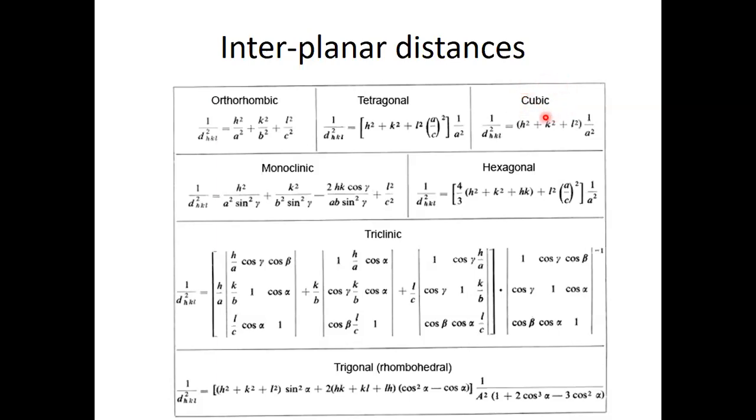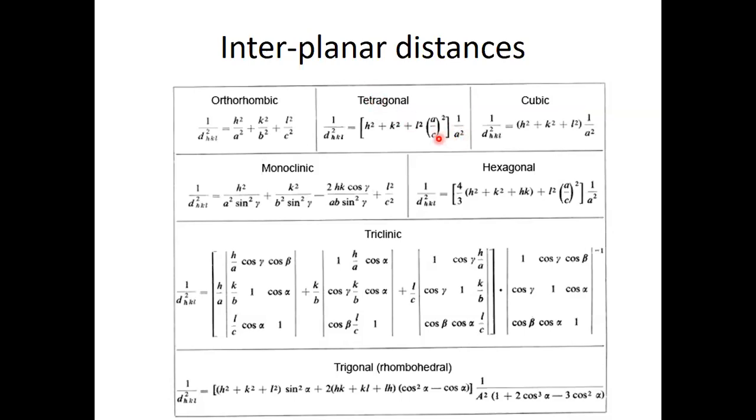Okay, so you see that for the cubic crystal system, the relationship is relatively simple. So 1 over d squared is equal to h squared plus k squared plus l squared times 1 over the lattice parameter a squared. But the more you reduce the symmetry, the more complicated the relationships will get.